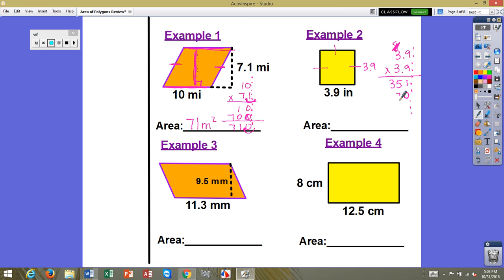3 times 9, 27. 3 times 3 is 9. 10, 11. That should be an 11. I apologize. Bring down our numbers. 1. 5 plus 7, 12. Carry the 1. 1 plus 3 is 4. Plus 1 is 5. Bring down our 1. We have two numbers between the wall and the decimal, so we're going to move our decimal over 2 times in our answer. So our answer would be 15.21 inches squared.